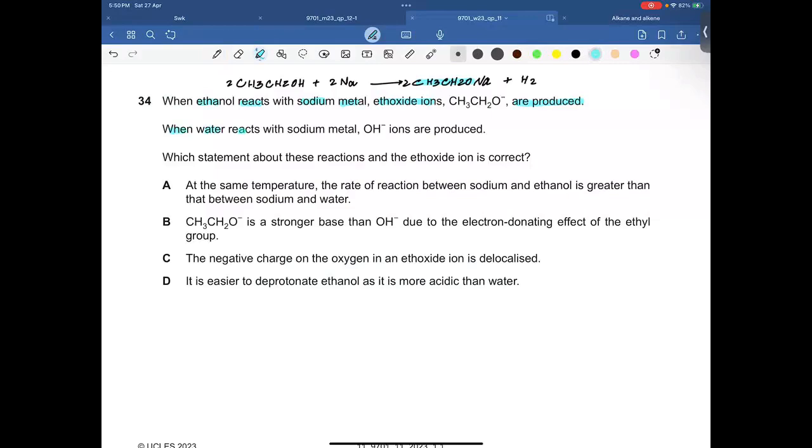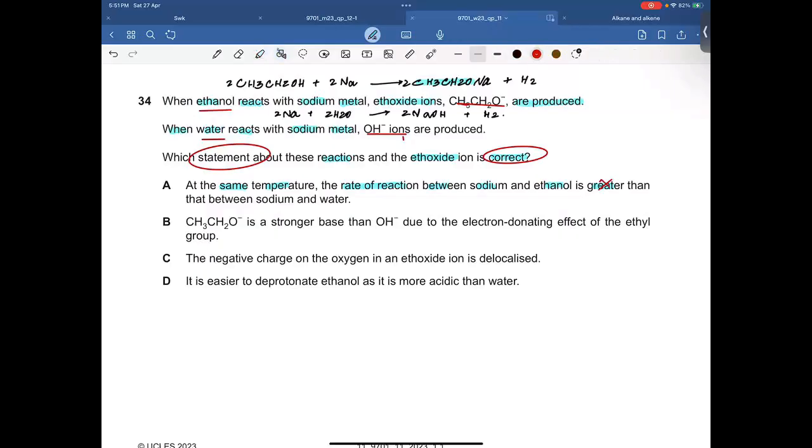Okay. When water reacts with sodium metal, obviously a highly exothermic reaction takes place and you will get sodium hydroxide and hydrogen gas. So from ethanol, you are getting ethoxide ion, whereas from water you are getting hydroxide ions. Which statement about these reactions and ethoxide ions is correct? Correct statement we are looking for. Okay. At the same temperature, the rate of reaction between sodium and ethanol is greater.